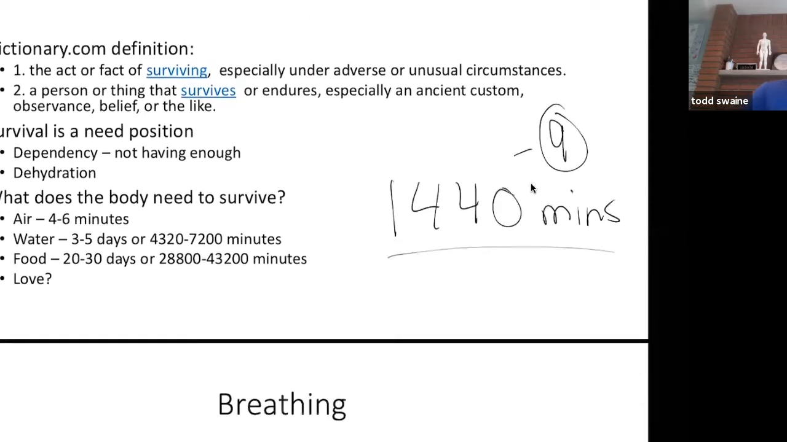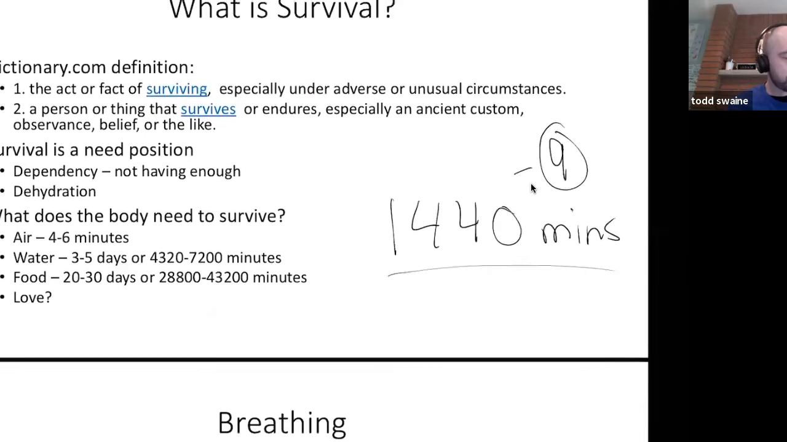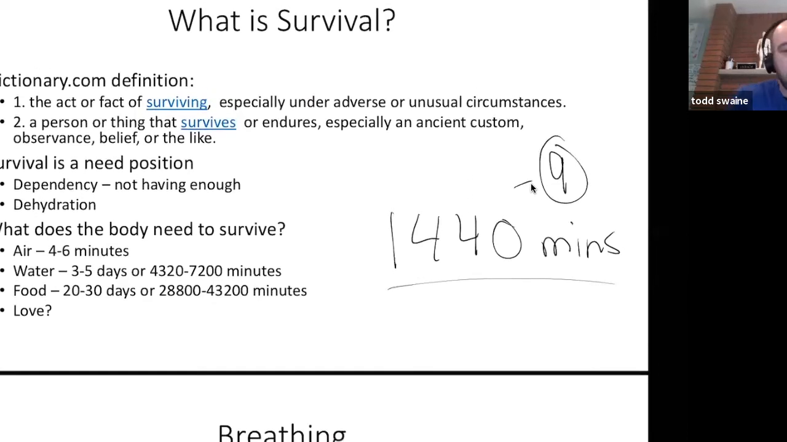End of a cycle. So if we looked at there's 1,440 minutes in a day and applied it to what are the body's basic needs of air, water, food. If we looked at air, the average brain can handle no oxygen for about 6 minutes. And after that, it's questionable how well it's going to function. Water, even if we chose 3 to 5 days, depending on the environment and the individual circumstance, it could be longer. So we'll put a range of 4,320 to 7,200 minutes.